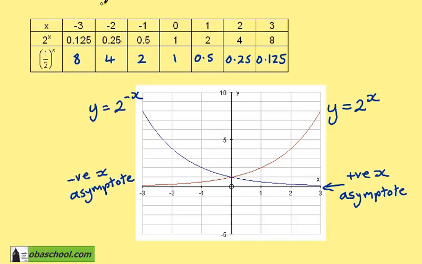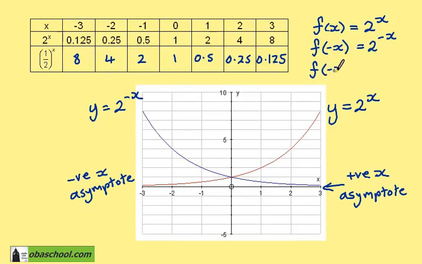Note the shape of the 2 to the minus x curve and of the 2 to the x curve. Also consider that these are reflections in the y-axis. If f of x is 2 to the x, f of minus x is 2 to the minus x, and this is a transformation of the type f minus x, and we've seen before that this is a reflection in the y-axis, and we can see that quite clearly on the graph.